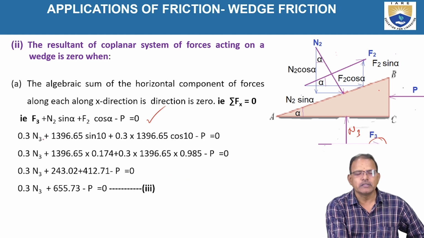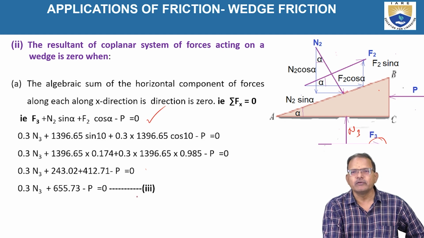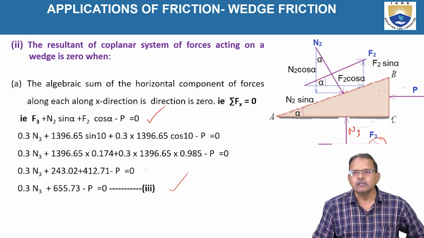From this relation, F3 is 0.3 into N3. N2 sin alpha is equal to 1396.65 into sin 10 degrees. F2 cos alpha is equal to 0.3 into 1396.65 into cos 10 degrees. So N3 plus 243.02 plus 412.71 minus P is equal to 0, and finally we get 0.3 N3 plus 655.73 minus P is equal to 0. This is equation number 3.